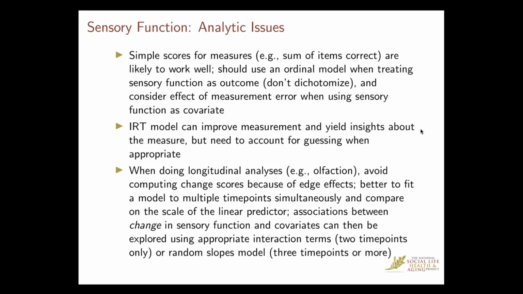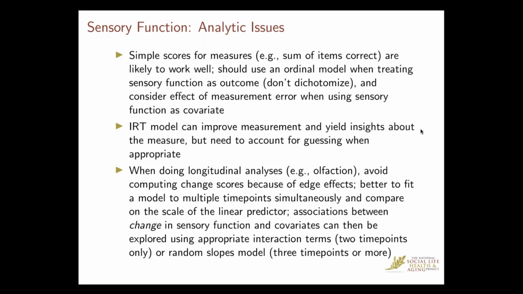Much better, in all cases, if you're looking at longitudinal sensory function data, to fit a model to multiple time points simultaneously, and to compare then on the scale of the linear predictor. So what I mean is, for example, if you're fitting an ordinal logit model, do the comparison on the scale of the linear predictor, not the probability of getting one of the categories correct.